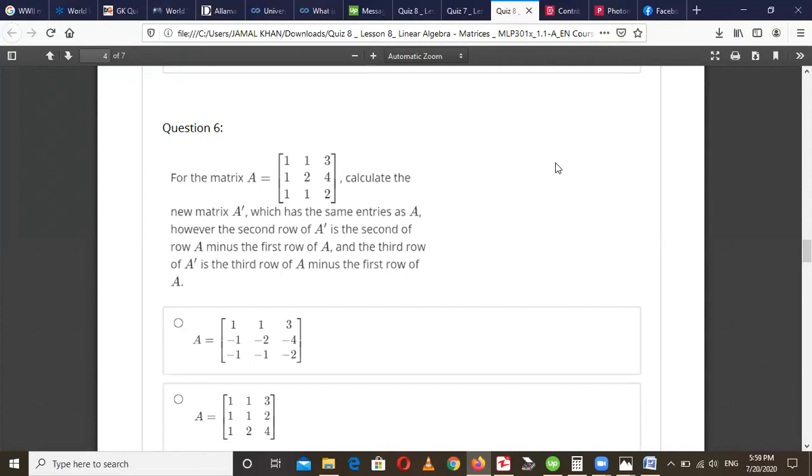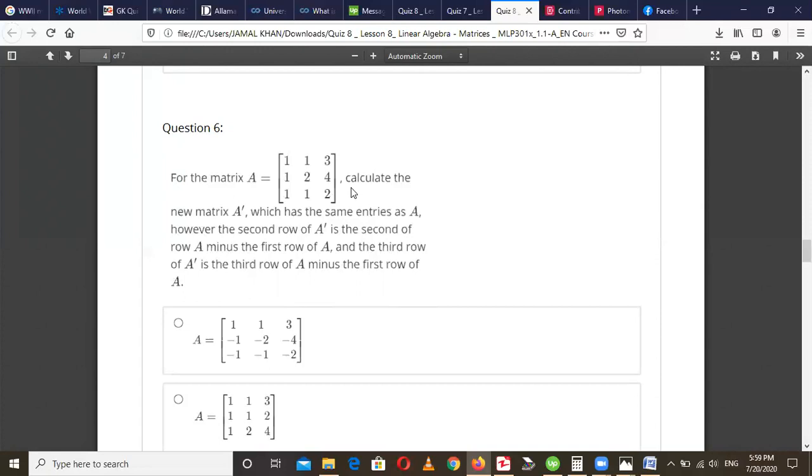The second row of A dash is the second row of A minus the first row of A, which means the first row of the new matrix will be the same as matrix A. But how can we form the second row of A dash? We will subtract the first row from the second row, so we obtain the second row of the new matrix. And the third row of A dash is the third row of A minus the first row of A. For the third row of the new matrix, we will subtract the first row from the third row.